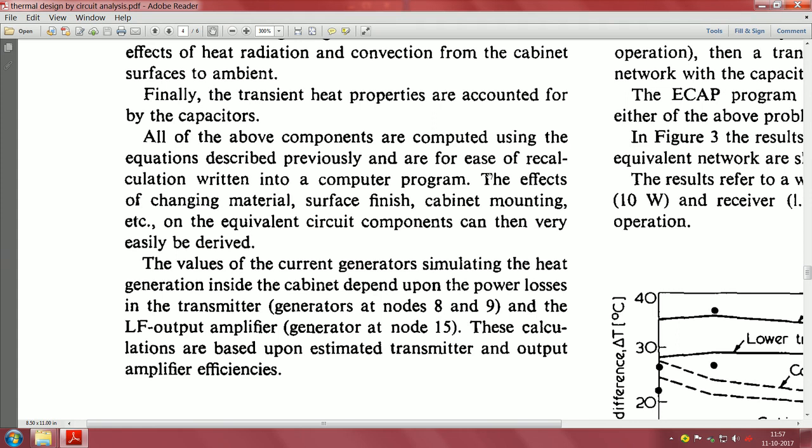which means you can keep checking the variables. Values of the current generators simulating the heat generation inside the cabinet depend on the power losses in the transmitter and the output amplifier. These calculations are based upon estimated transmitter and output amplifier efficiencies.